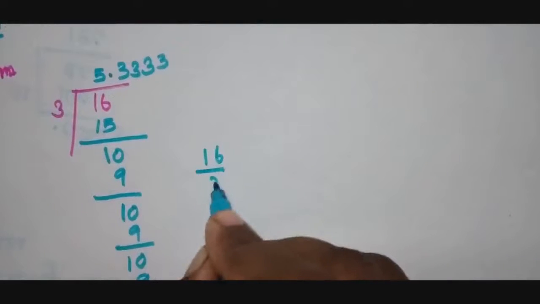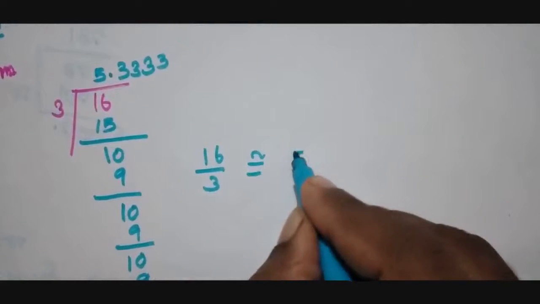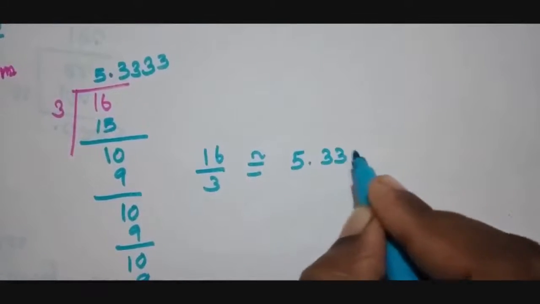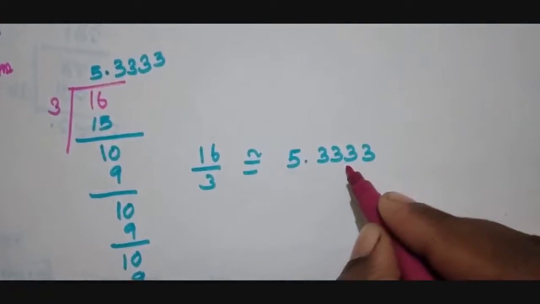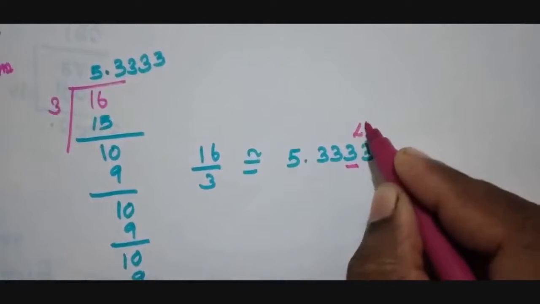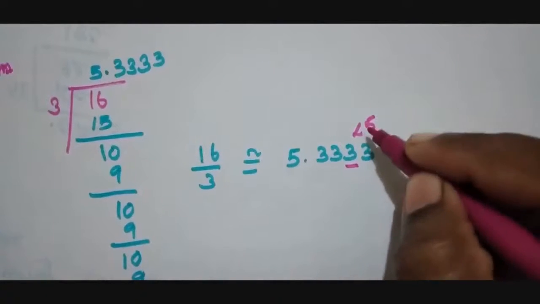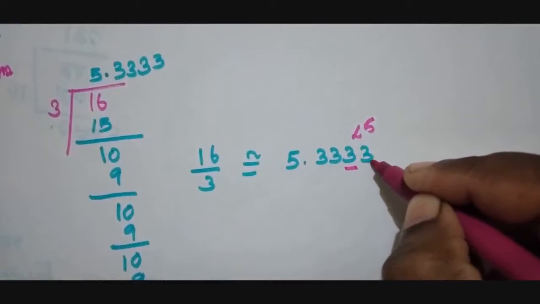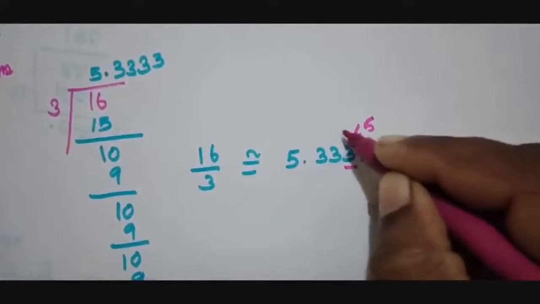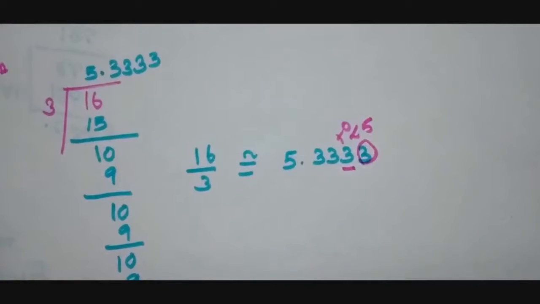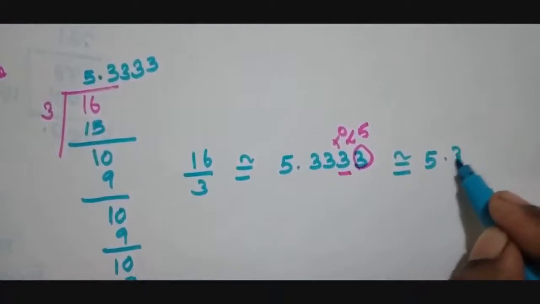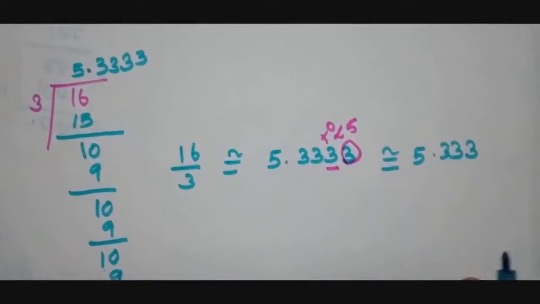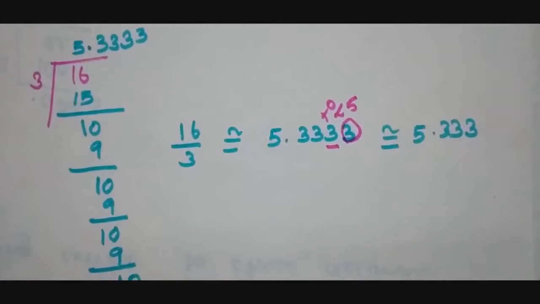Okay. So 16 divided by 3 is approximately equal to 5.3333. So now look at the fourth decimal place. It is less than 5. So here you have to add 0 to the third decimal place, which is equal to 5.333. Can you understand? Yes.